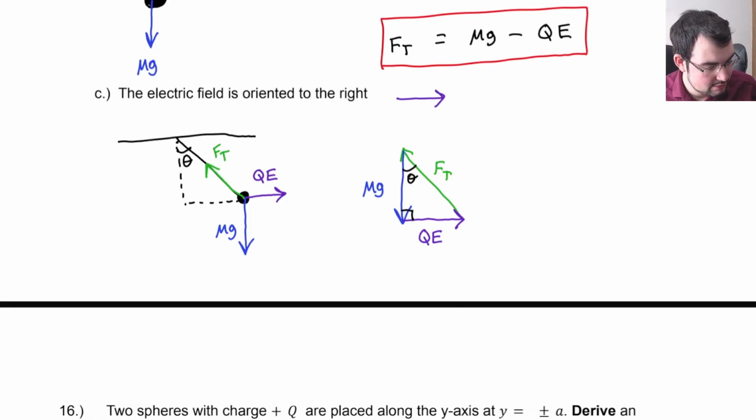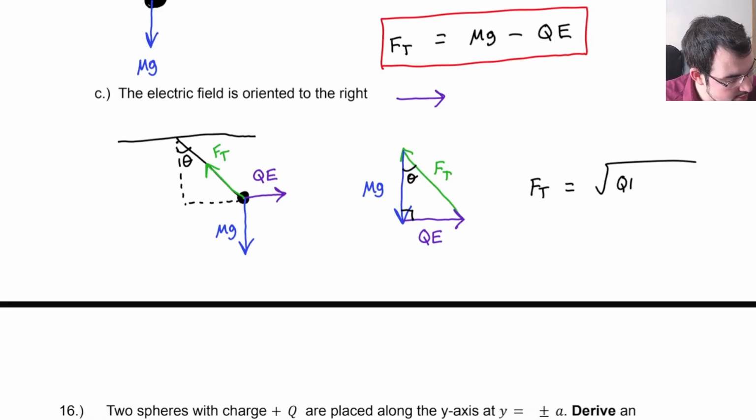So Ft, the length of Ft, has to be whatever the hypotenuse is of this triangle, because the x component of tension has to cancel QE, and the vertical component of tension has to cancel mg. So we can just write a Pythagorean theorem relationship that Ft is equal to the square root of QE squared plus mg squared.